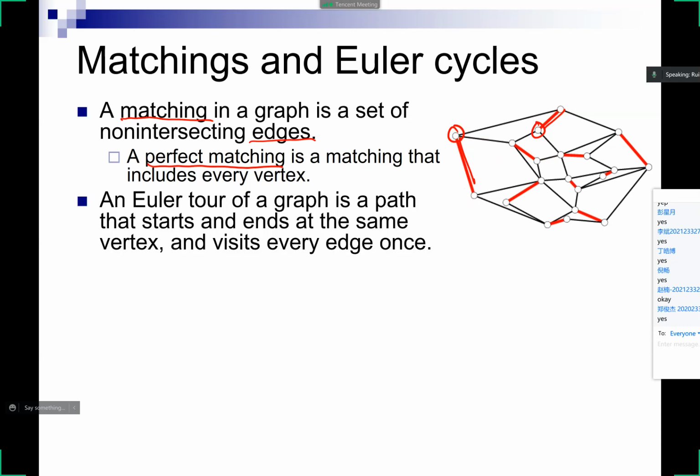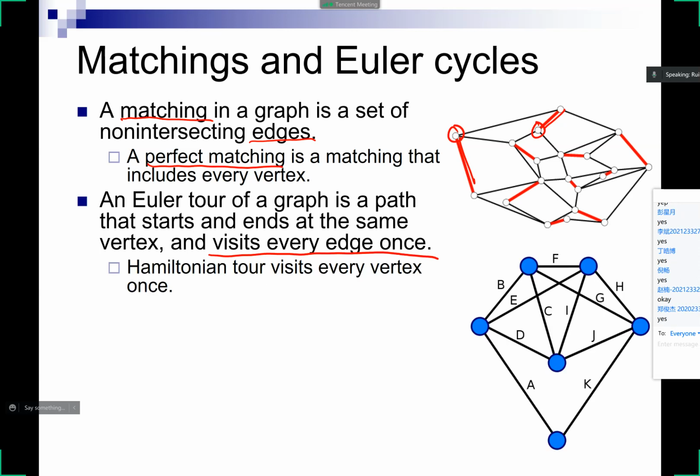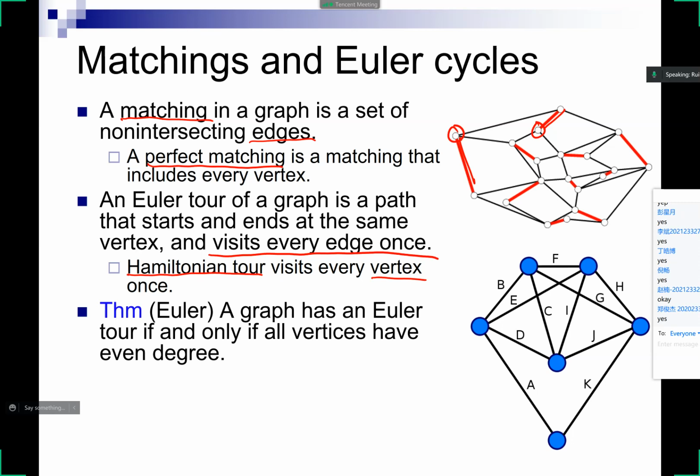Next we need to talk about an Euler tour of a graph. An Euler tour of a graph is a path that starts and ends at the same vertex, and it has to visit every edge once. This is different from our previous requirement to visit every vertex once. For the TSP, we require a Hamiltonian tour, which visits every vertex once. It might seem like a small difference, but actually this is a huge difference, because Euler tours are very easy to compute.